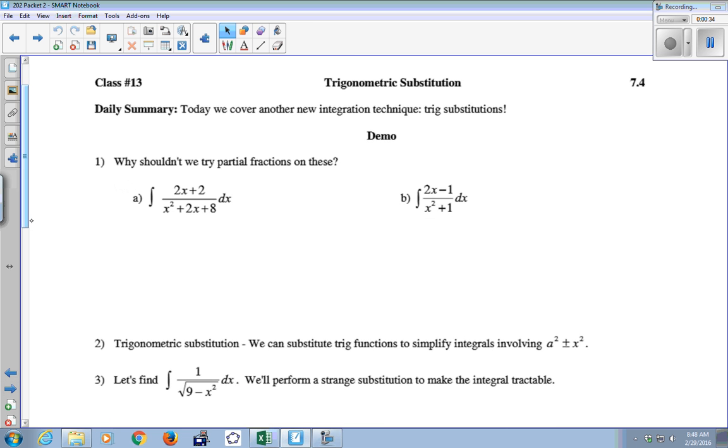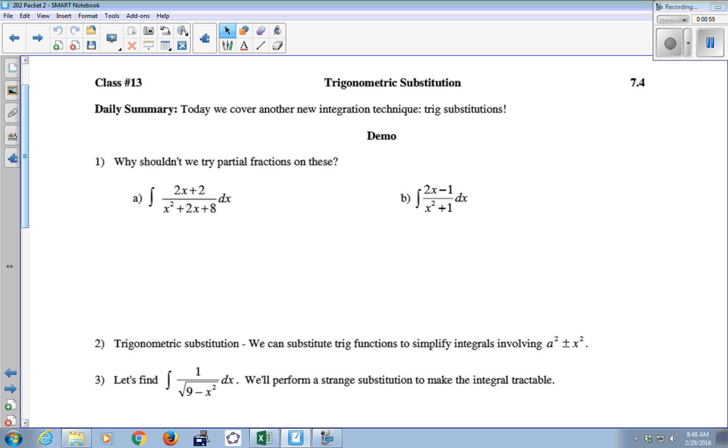All right, so we're on class number 13, trig substitutions. So this is one more, last one, technique for integration, okay? So we now have U substitutions, by parts, partial fractions, and now we're going to have trig substitutions. So 4 techniques for integration.